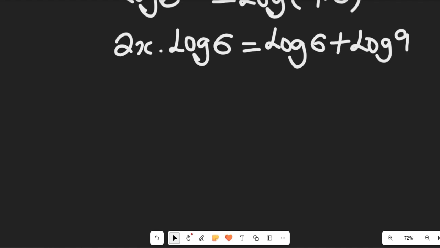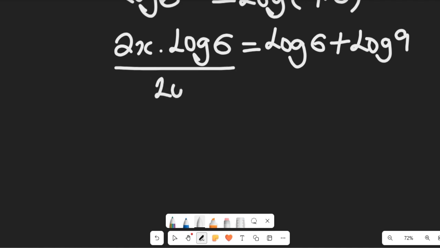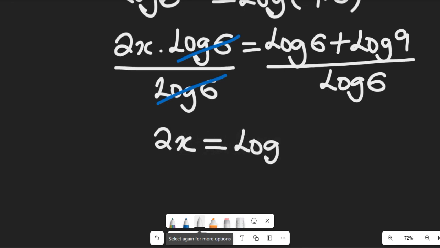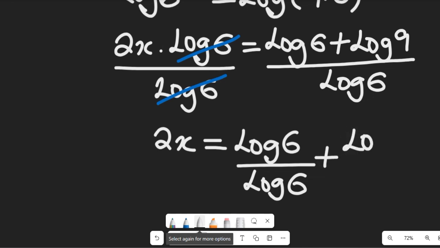Alright, so for us to find the value of 2x, since 2x is multiplied by the log of 6, we'll have to divide this by the log of 6, and then divide here by the log of 6 too. So what do we do? Log of 6 cancels out the log of 6, and then we'll have our 2x equal to the log of 6 divided by the log of 6, plus the log of 9 divided by the log of 6.